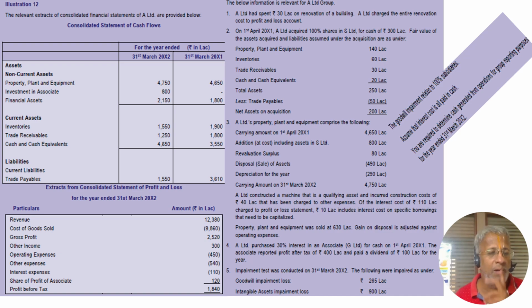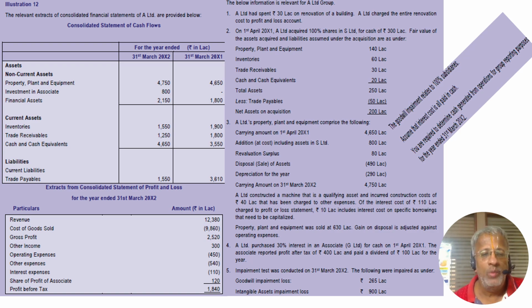Now let us take up the question. It is about where they have given you the information in a consolidated financial statement of A Limited, and from there they are asking us to prepare the consolidated cash flow. So the year is ending 31st of March X2, and the beginning is 31st of March X1. The first item that we read out is property, plant and equipment. It is 4750 and at the opening it is 4650.